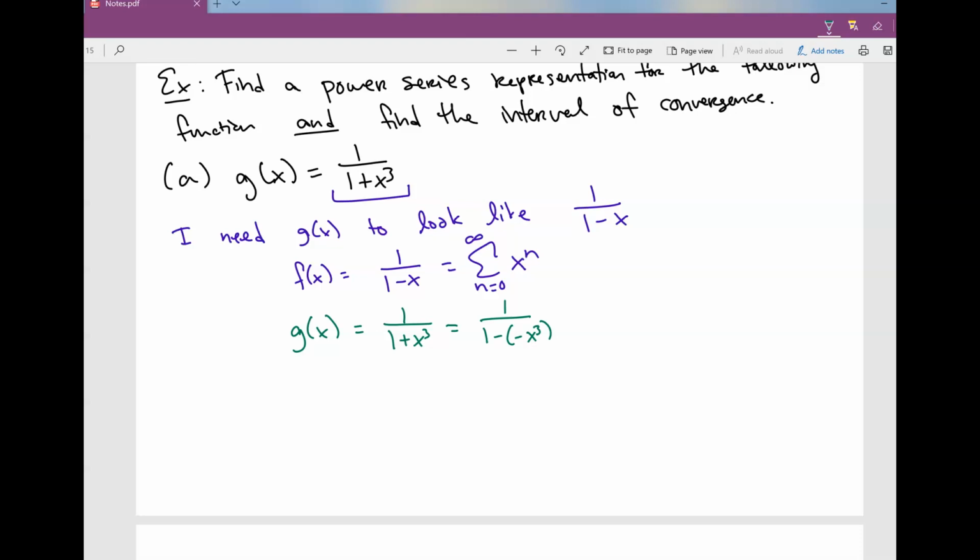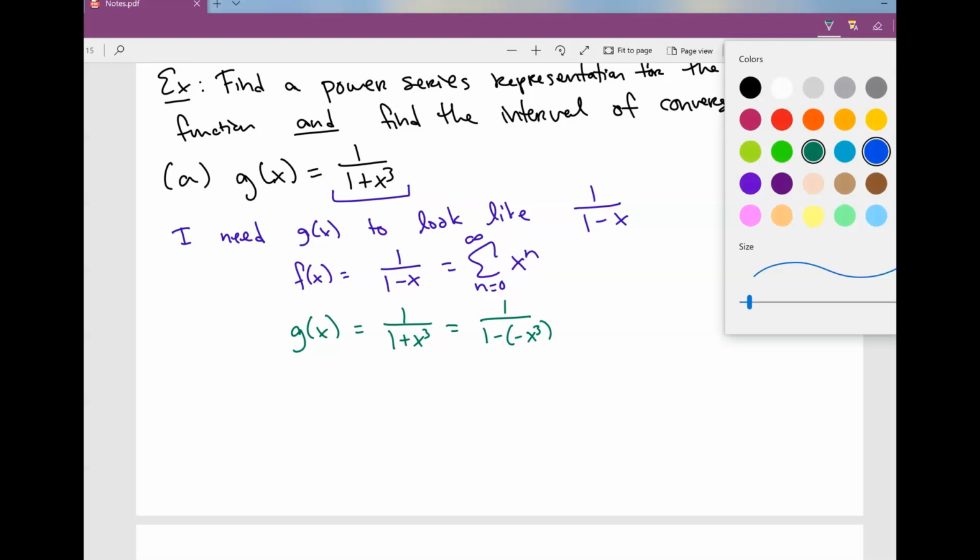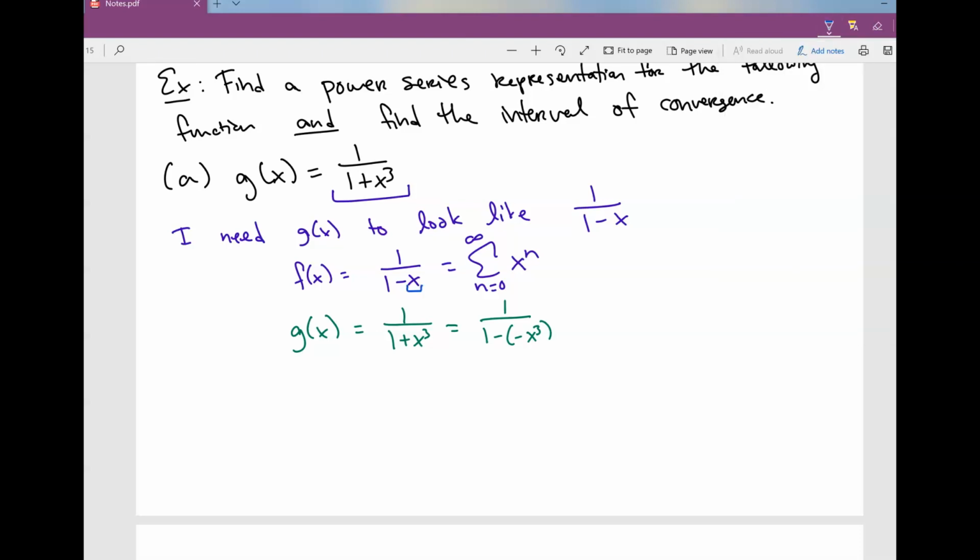And notice that what I've done is I changed it to a negative, and now this x is being represented by this x cubed. So that means wherever I see an x, I'm going to plug in a negative x cubed. Let me go ahead and write this out. So this is good. Now this looks a lot like this, a little bit.